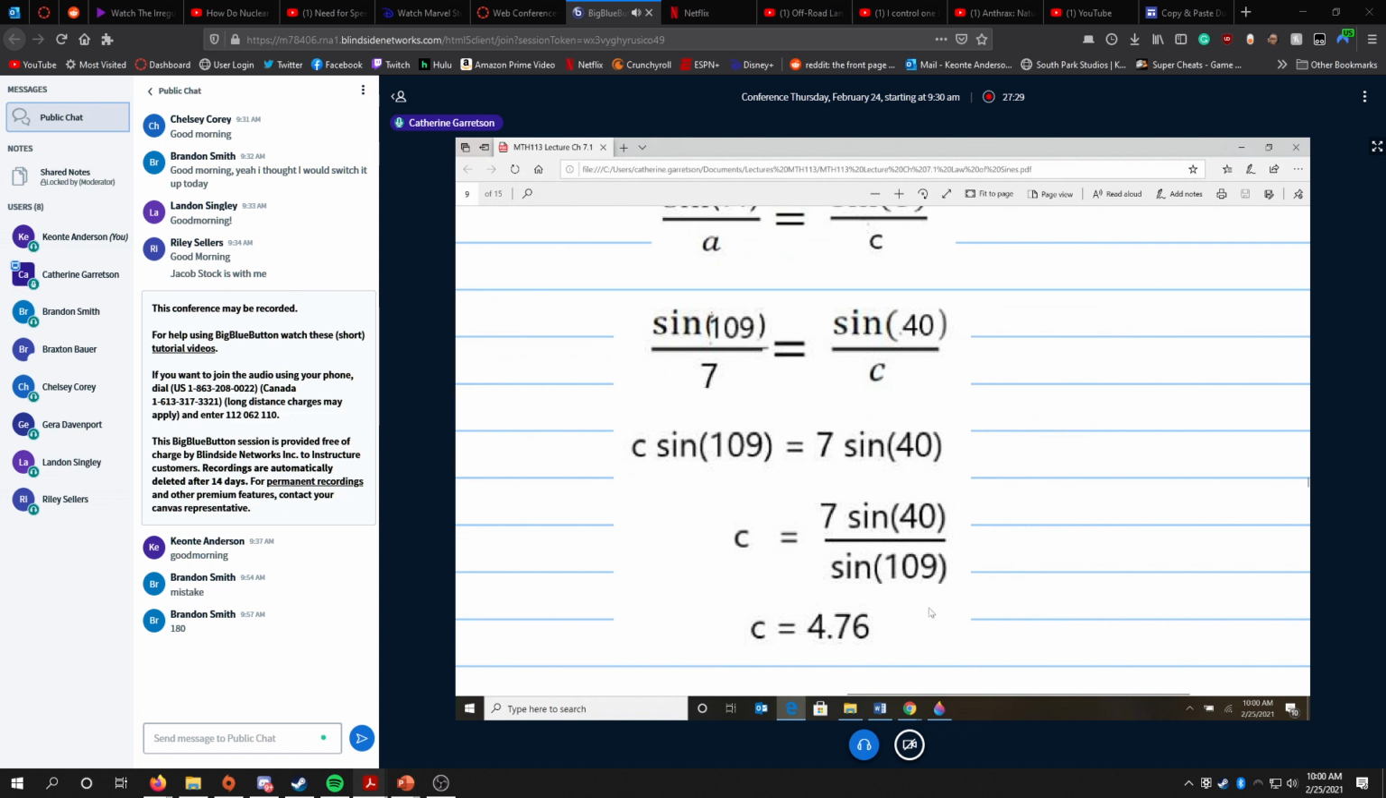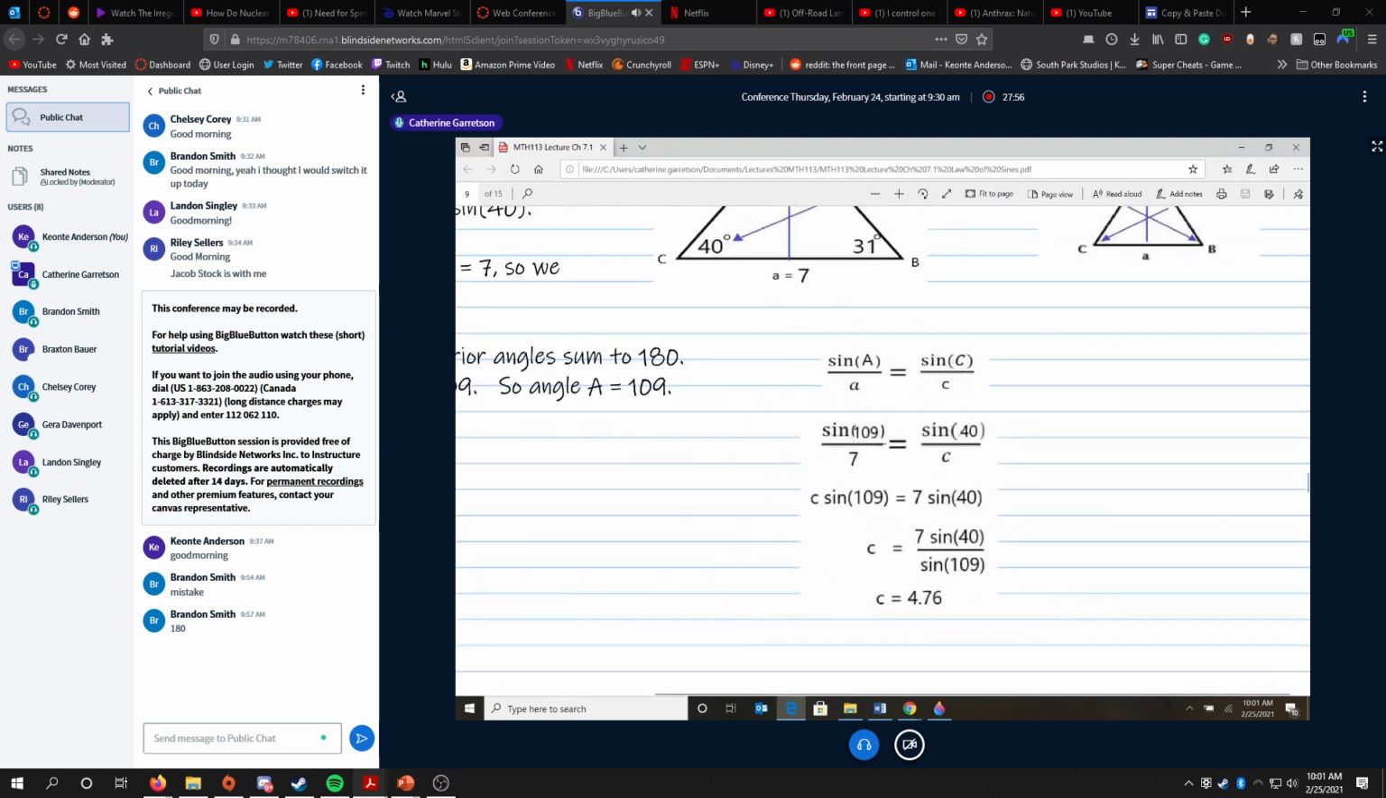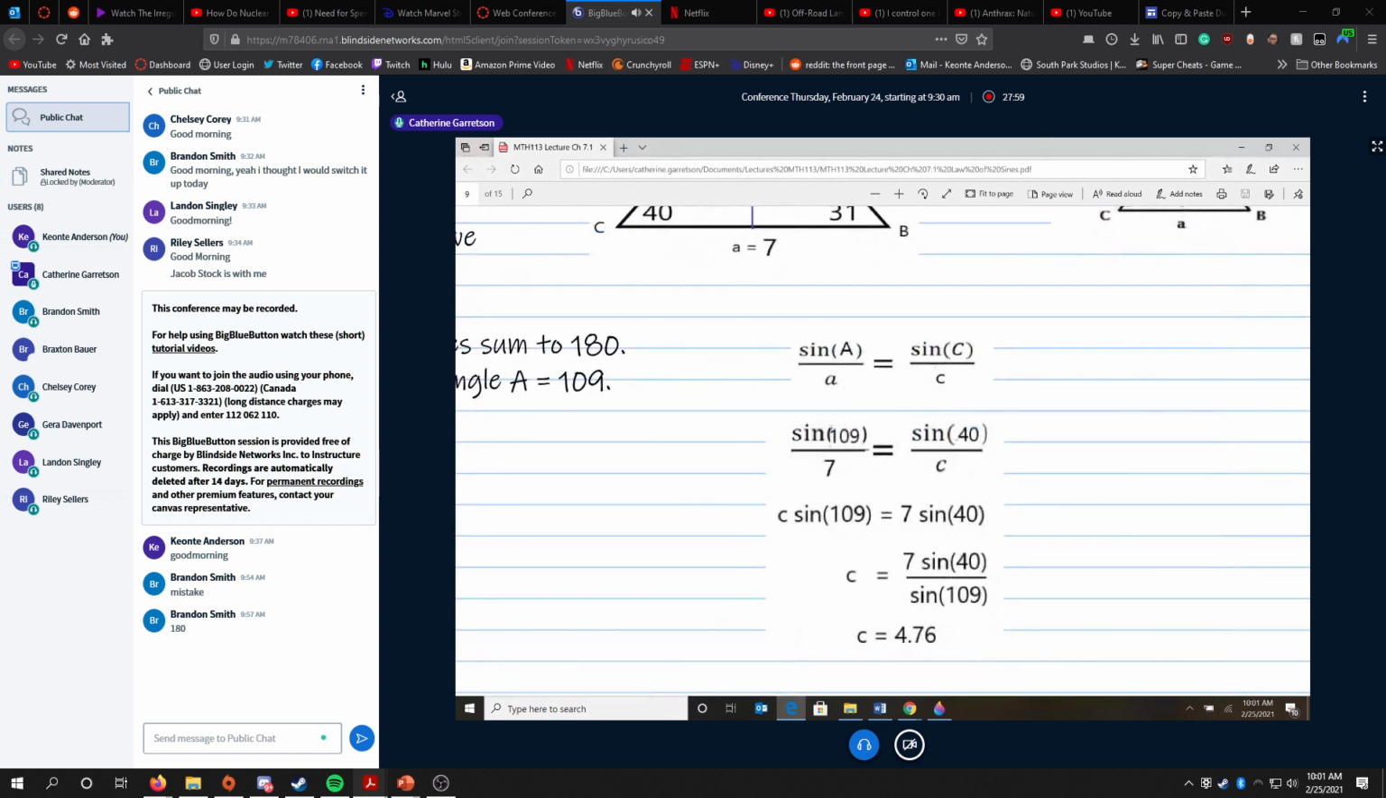Now I put my calculator in degree mode, and I can do this in one step. I can say 7 times the sine of 40, make sure you close the parentheses, divided by the sine of 108, and I hit enter, and I'm going to get this irrational number, and then I'll round it to however many decimal places they want. Okay, anybody have a question of how to solve this problem?